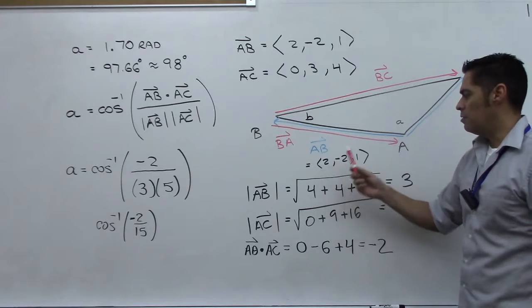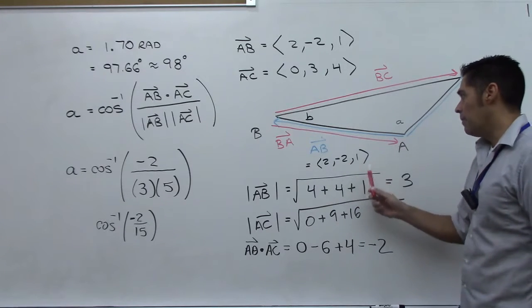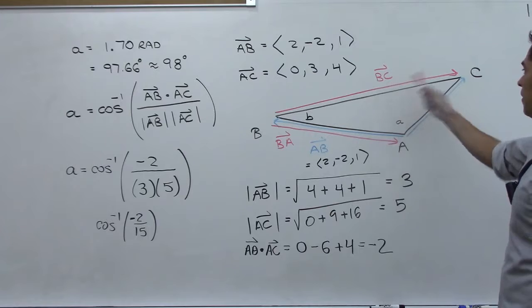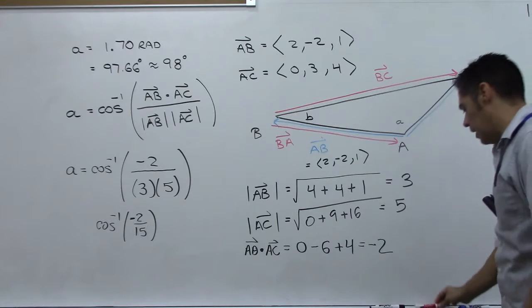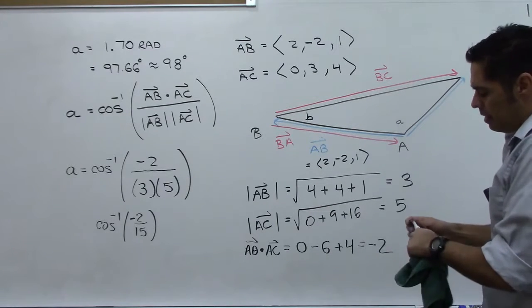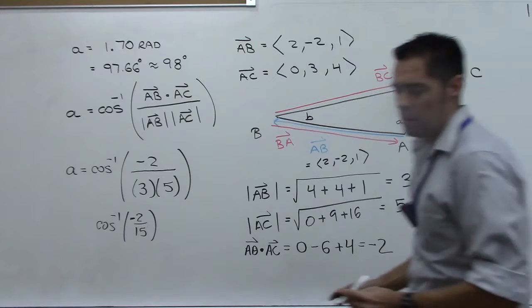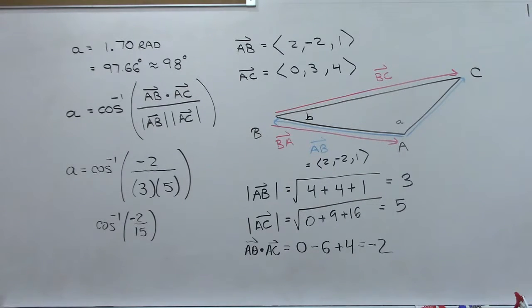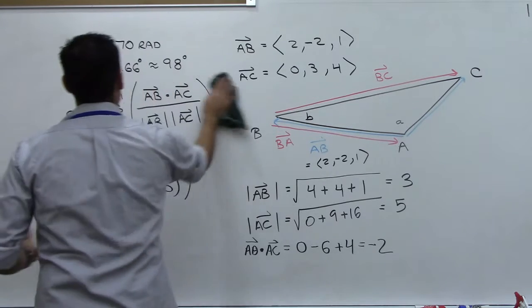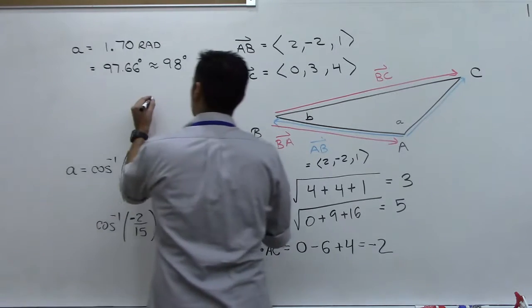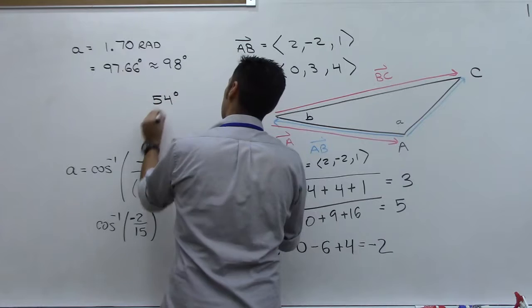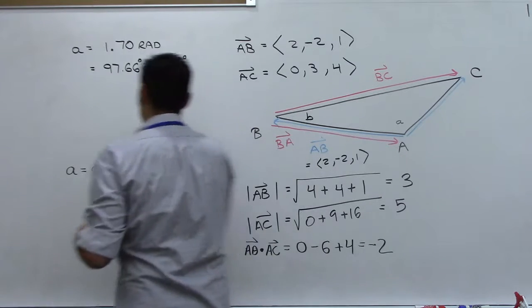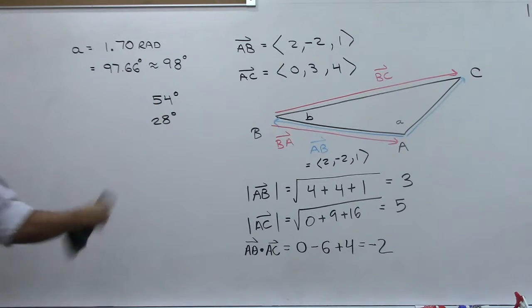So it's just negative 2, positive 2, negative 1. But you need to get BC. And then you do the whole thing again. So I'm not going to do that. I'm just going to tell you what the other angles are. The other angles of this triangle should be 54 degrees and 28 degrees. So once you go through and work this again, you should get 54 degrees and 28 degrees. And that'll be it.